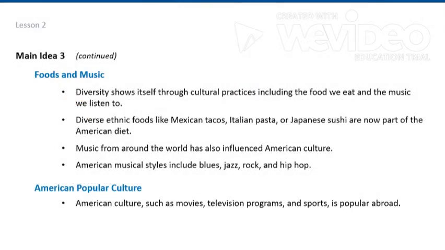Food and music. Diversity shows itself through cultural practices. In addition to language and religion, cultural practices include the food we eat and the music we listen to. American food is as diverse as the American people. Think about some of the foods that you have eaten this week. You may have eaten Mexican tacos, Italian pasta, or Japanese sushi. These dishes are now part of the American diet.